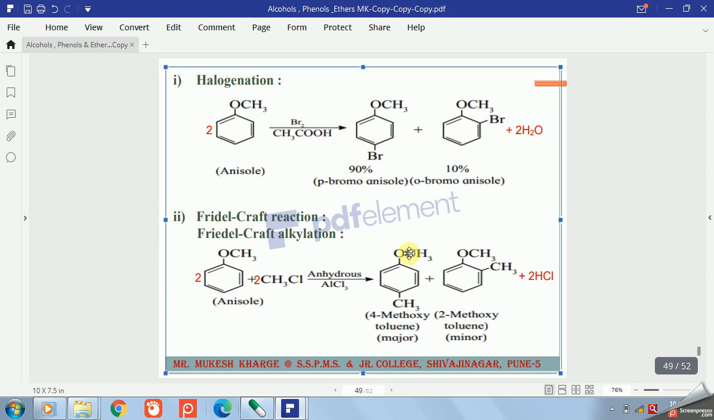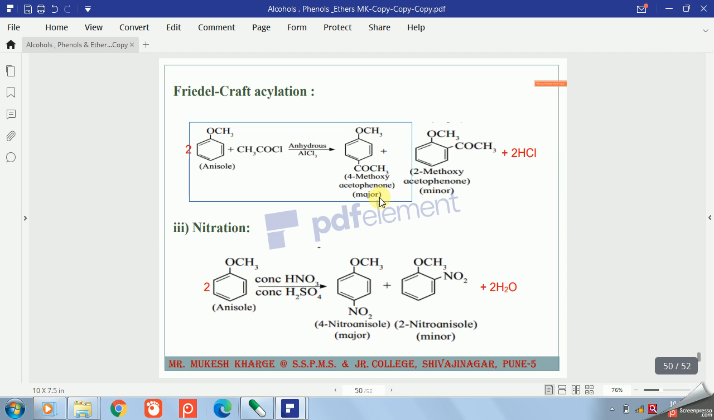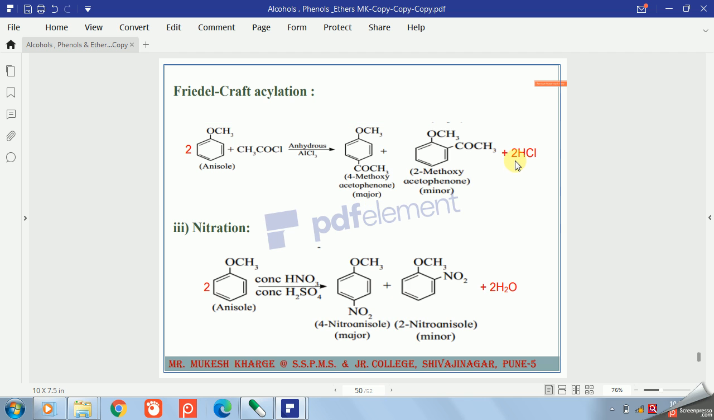Now here ether and alkyl group. So there is only one functional group. So this has carbon number 1 and this has carbon number 4. This has carbon number 1 and this has carbon number 4. So remember the difference between these two. So 4-methoxy acetophenone is the major product. Again write down 2HCl for balancing purpose.